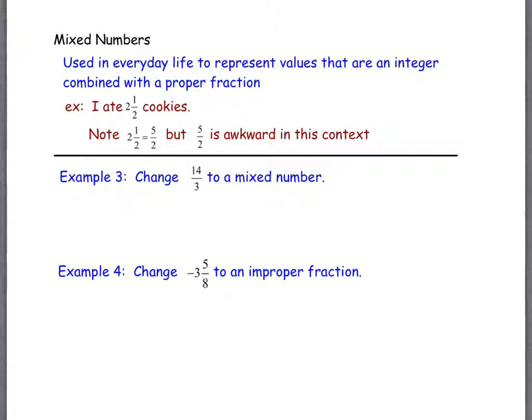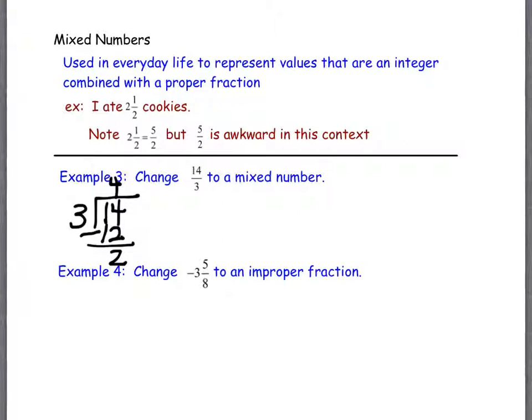Yeah, it's just division, right? I mean, that bar means division, so we actually just do division. We divide the numerator by the denominator. So how many times will 3 go into 14? 4 times, and we multiply 4 times 3, which is 12. 14 minus 12 is 2.